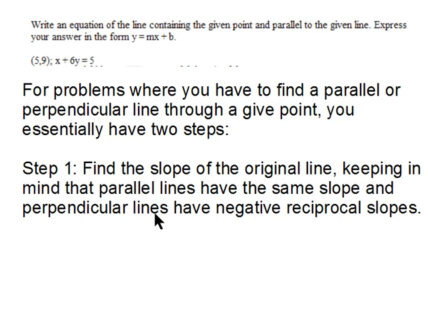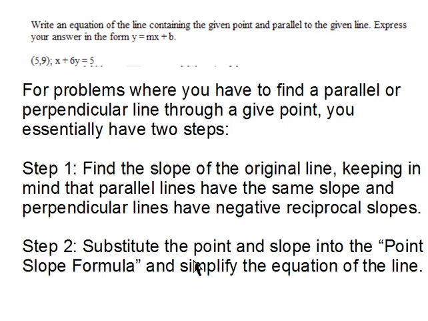For perpendicular lines, they have negative reciprocal slopes, but again, if we can find the slope of this line, we can use that to find the slope of the perpendicular line, and that's helpful to us. So that's our first step. Now our second step is to substitute our given point and that slope we just found into the point slope formula, and then we just simplify that equation after we've substituted everything in. So let's go through this with this particular point and this particular equation.